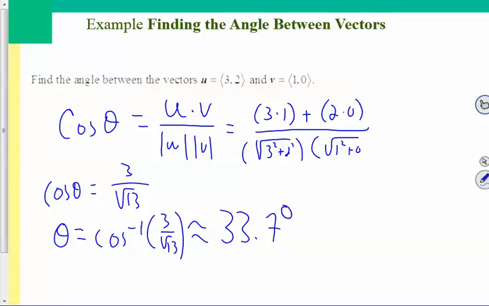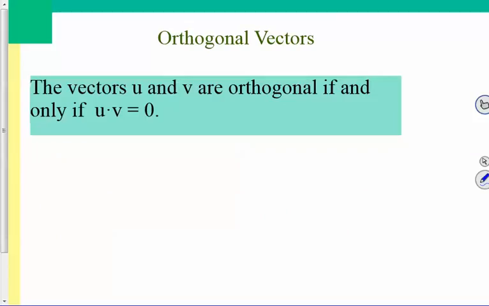I get something like 33.7 degrees. So that's the angle between them. If you check it out, here's 3, 1, 2, that's that vector, and then 1, 0, that's the other vector right there. So the angle they make is 33.7 degrees. All right, so how does this play into what we're talking about?